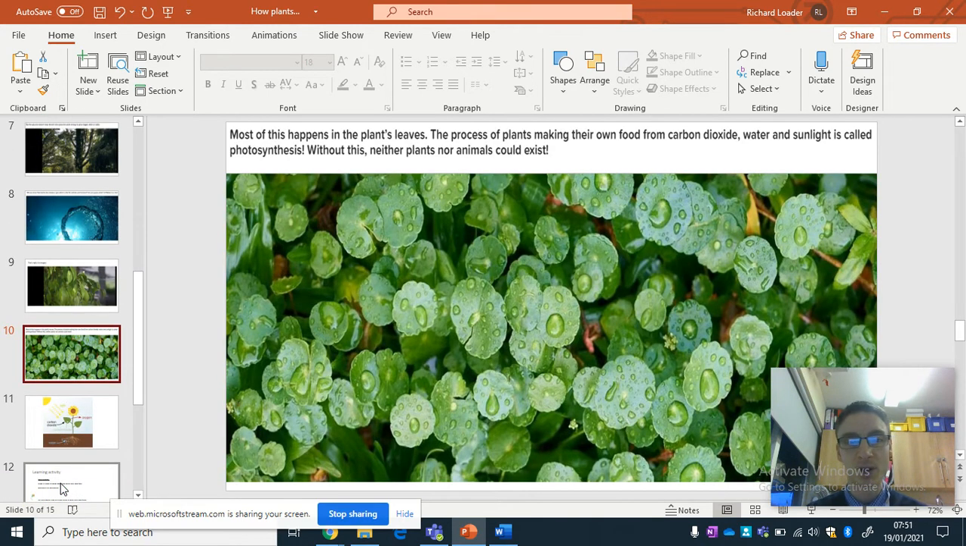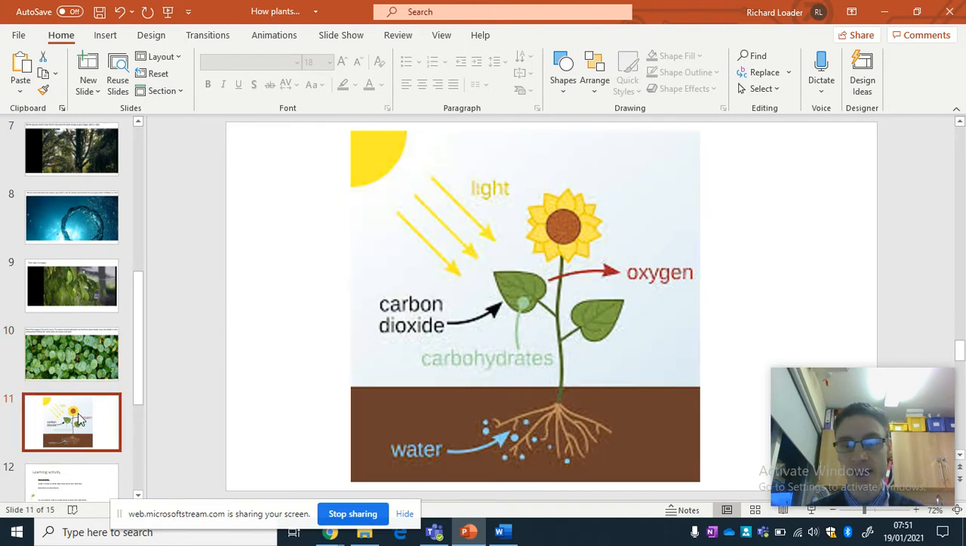Most of this happens in the plant's leaves. The process of plants making their own food from carbon dioxide, water, and sunlight is called photosynthesis. Without this, neither plants nor animals could exist. Okay, and here's a great image of what's happening. So you can see that the plant, through its leaves, is collecting in light, is collecting in carbon dioxide, and it's collecting up the water from its roots and then giving out oxygen.